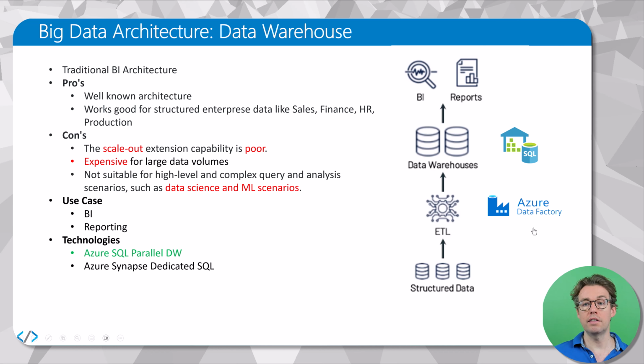What is the downside? If you have a lot of data, then it scales out poorly. It's very expensive to have a really big data warehouse, like with big data. And a lot of times, for example, machine learning specialists and data scientists, they want the raw data, the not cleaned up data, to do the analysis. And that's not possible with the data warehouse. So these are a few problems with the old architecture.